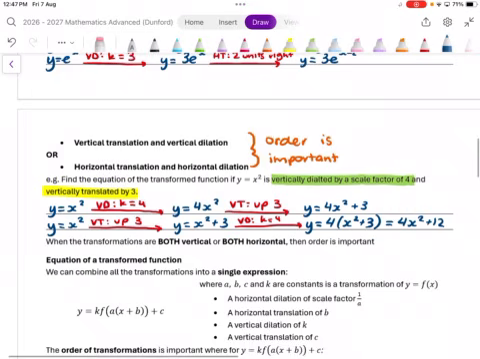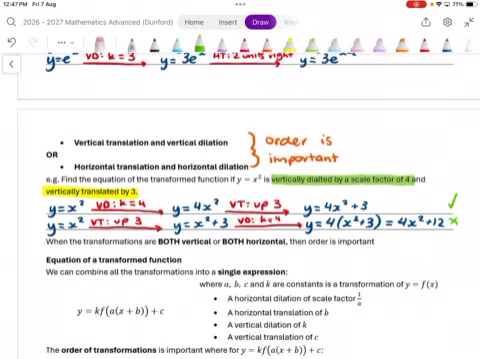And see how they're not the same? So that's why our order is important. The order that is important is that we do our dilations before our translations. So the order that we did it first is the correct way. D comes before T in the alphabet, so that's how you can remember. Now, it doesn't matter whether you do horizontal first or vertical first, as long as you do your dilations first and your translation second. And you can just do horizontal dilation, horizontal translation, vertical dilation, vertical translation.